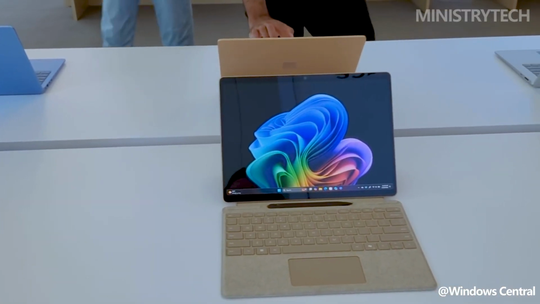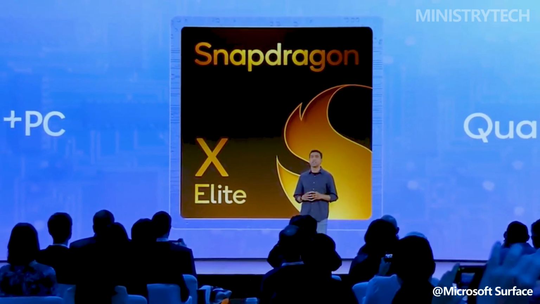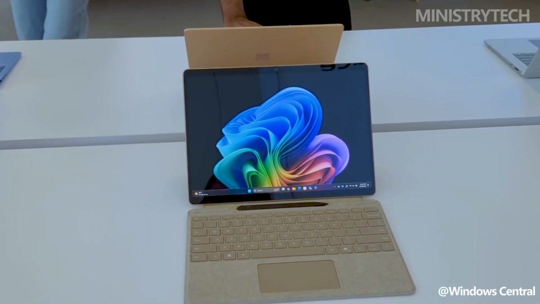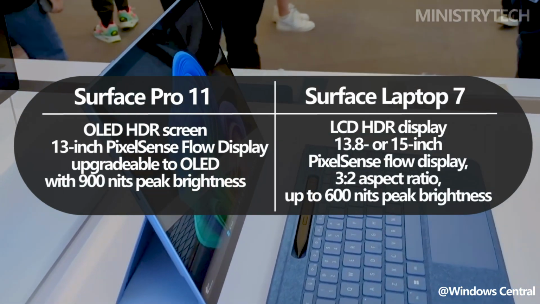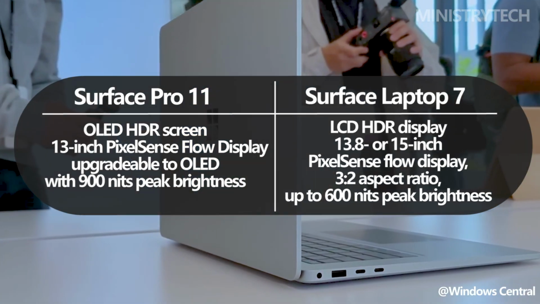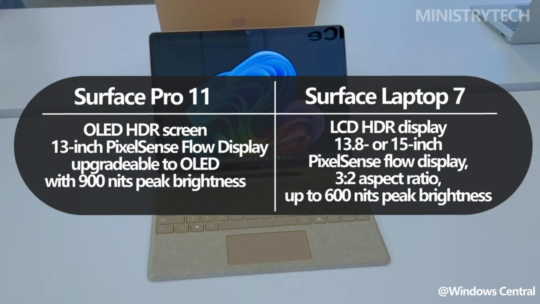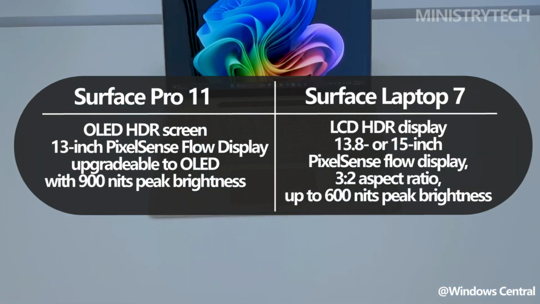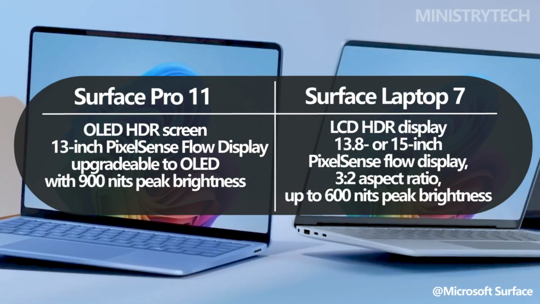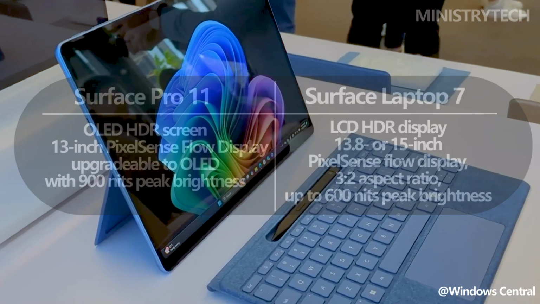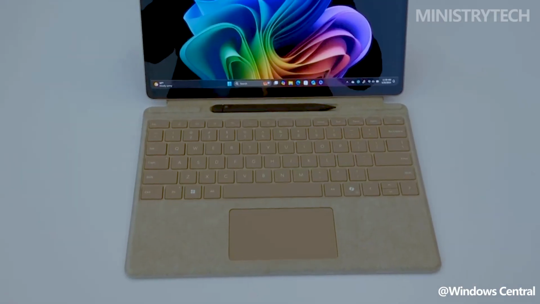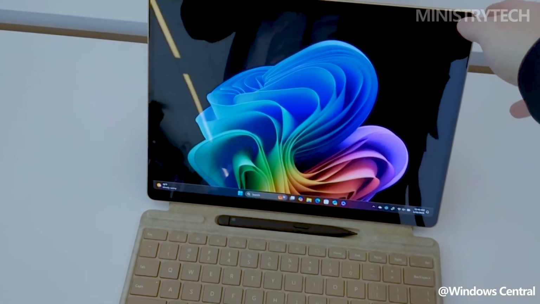When using the Surface Pro 11, which is powered by the Snapdragon X Elite processor, the screen is available with an OLED HDR display. In other cases, it is an LCD HDR display. Since the OLED panel has a higher contrast ratio of 1 million to 1 than the LCD screen, which has a lower ratio of 1200 to 1, the OLED screen ought to provide deeper blacks and superior overall picture quality.